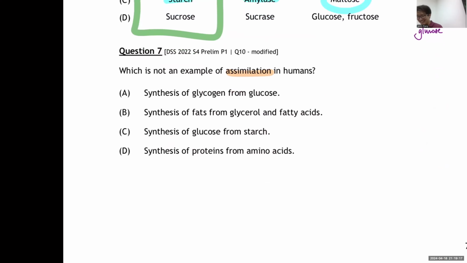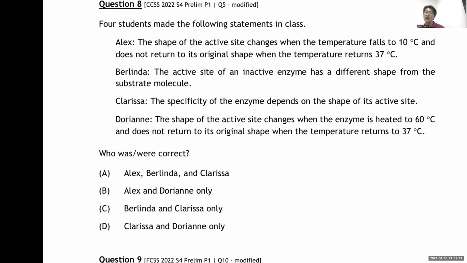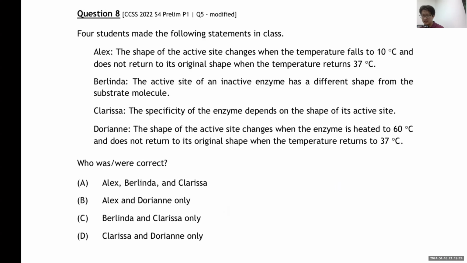Okay, let's go. Now it's about enzymes. I love this question because you have to read all 4 statements. Let's go.